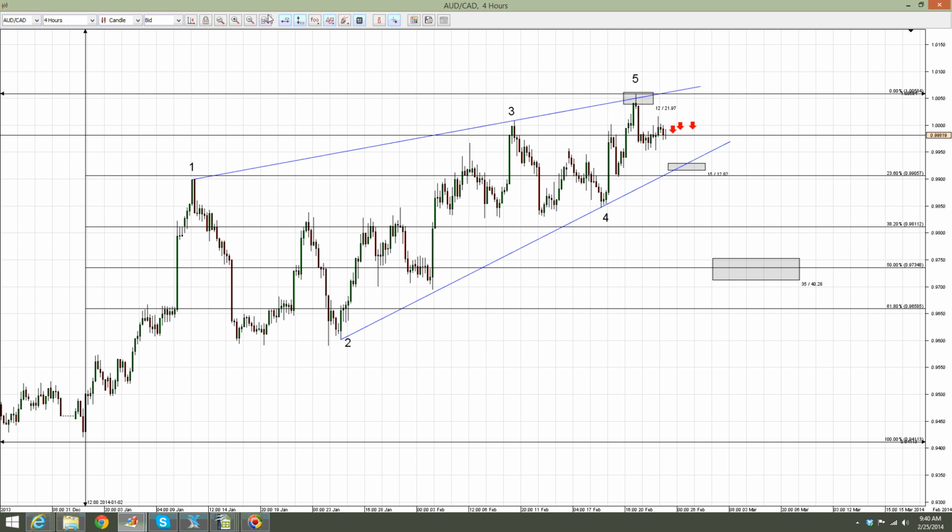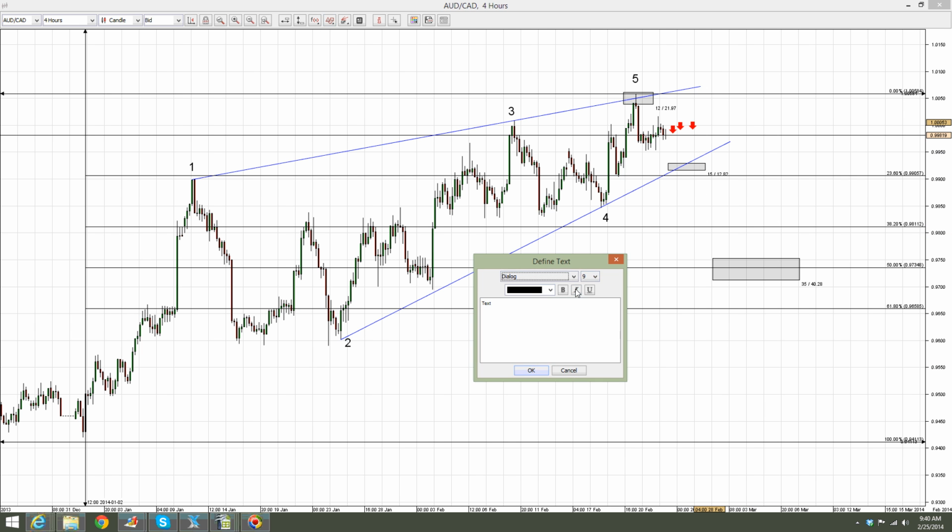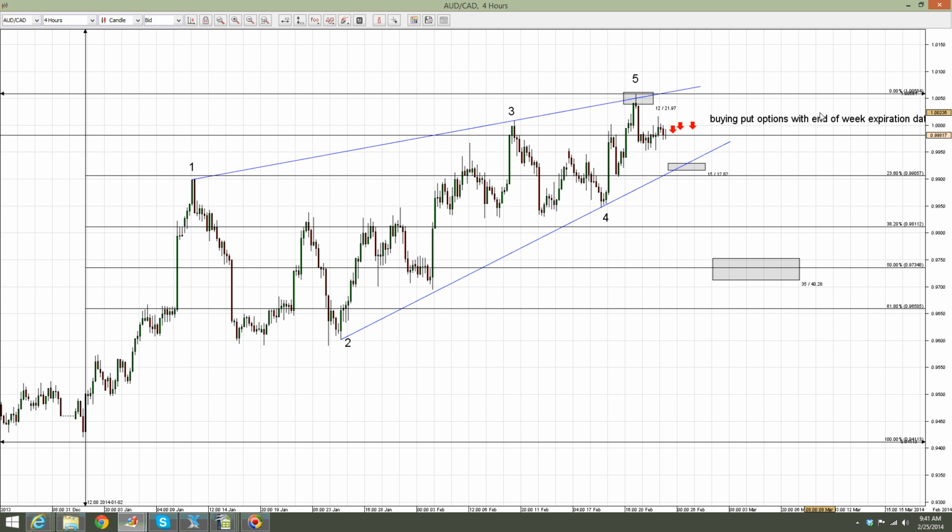So let's write on the screen that while this is the bigger picture, we are trading for end of week. This is Monday, so this is Tuesday. We are trading for end of week, this Australian dollar, Canadian dollar put options. So buying put options with end of week expiration date is the logical thing to do, and this is how to trade this rising wedge.